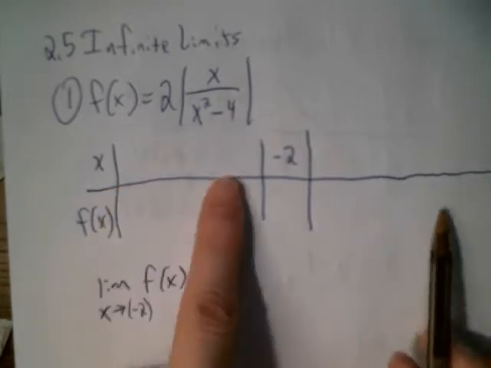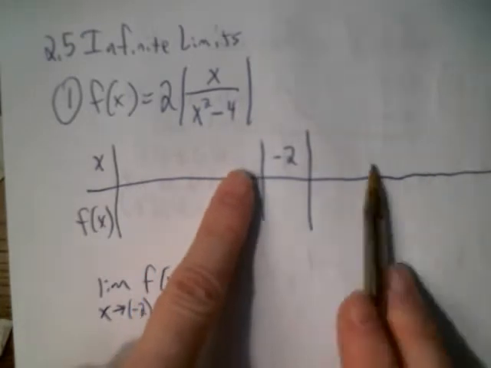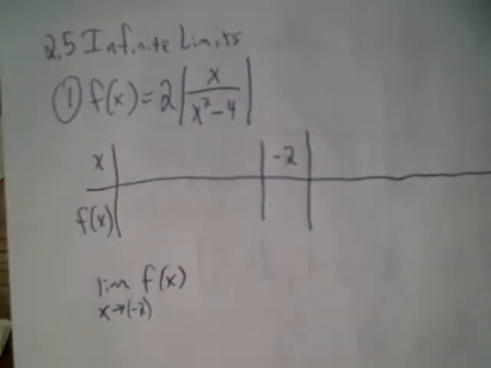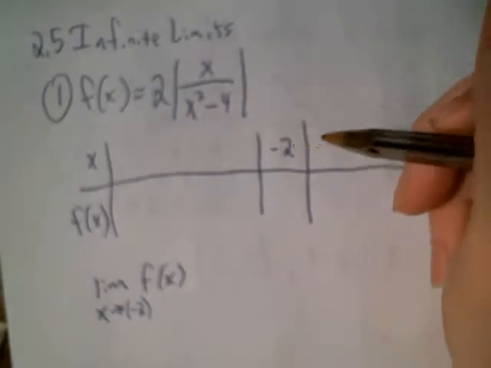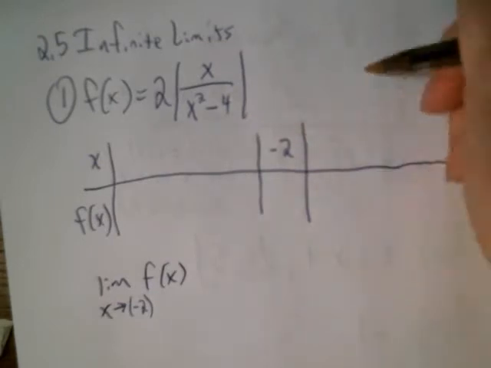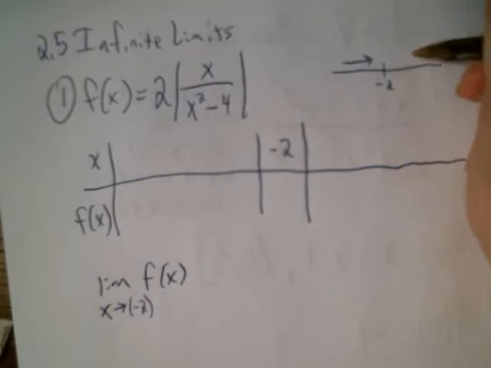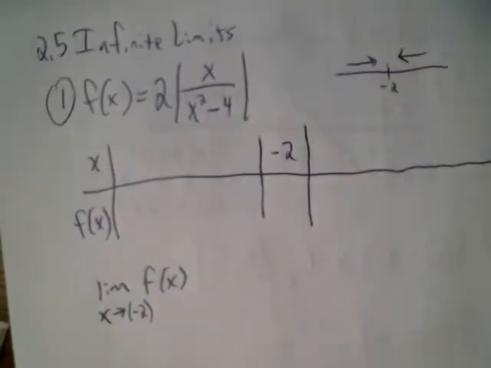In other words, this direction and this direction both have to go to infinity, or this direction and this direction both have to go to negative infinity. And when that happens, then you could say that this has some sort of limit. I mean, technically it doesn't exist, but we put a name on it. So anyways, you go to your idea of approaches. So here's -2 on the number line. We want to approach from that direction on this side and this direction on this side.